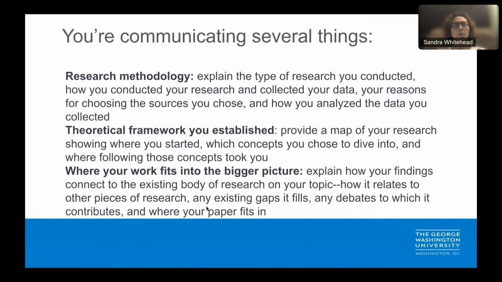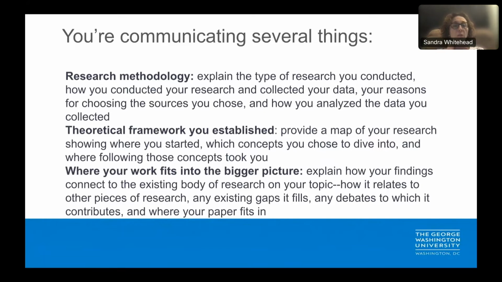So during your literature review, you're communicating several things. Your research methodology, and I don't mean for your whole paper, I mean for your literature review. What kind of keywords did you use? What data did you look at? What sources? How did you choose those? How did you analyze the data that you collected? So if you are looking at adaptive reuse, for instance, how did you choose which articles applied to your topic and which did not of the 5,000 adaptive reuse articles that are out there?